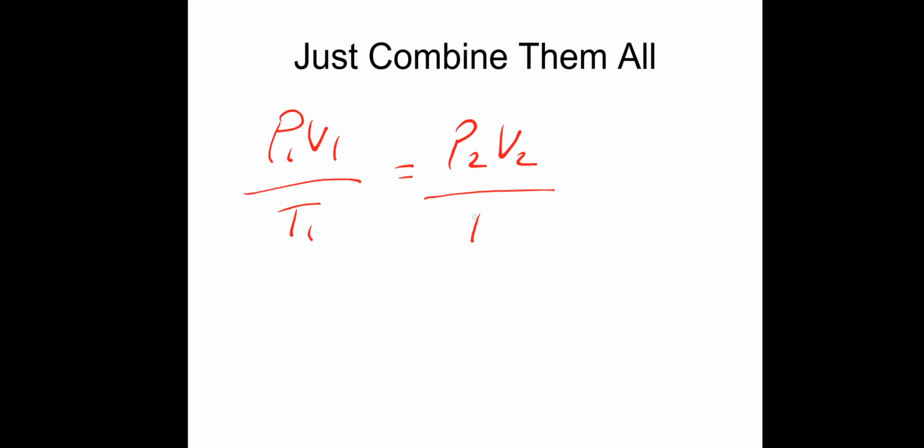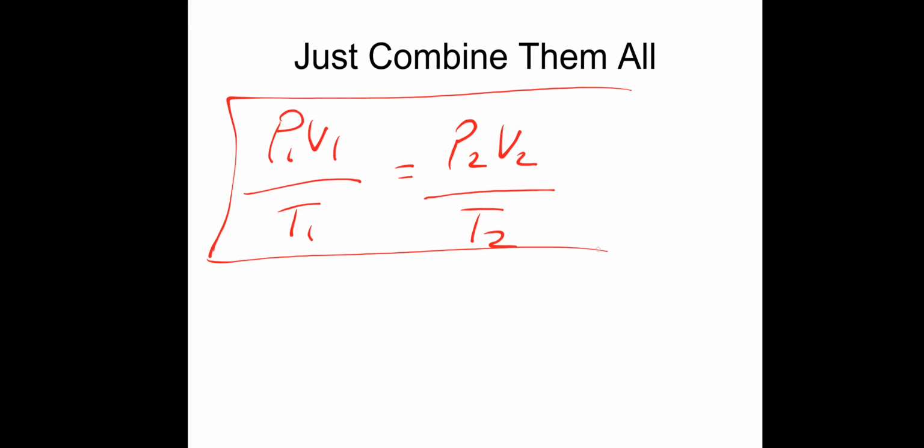So just combine them all. So there's an equation which you can use. P1 V1 over T1 equals P2 V2 over T2. So for calculations, you don't need to remember all those equations. We can just use this one.